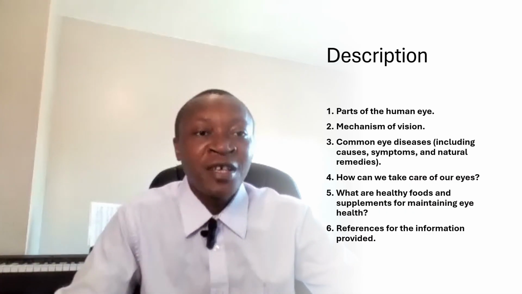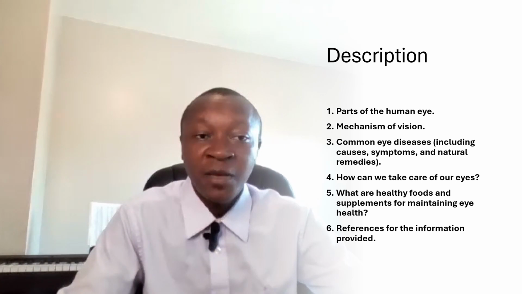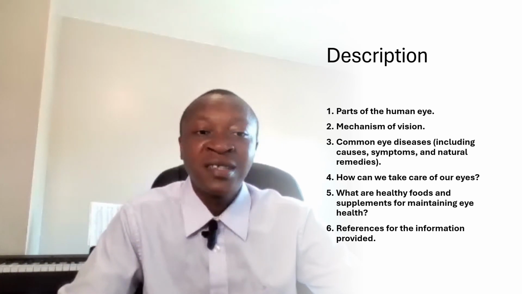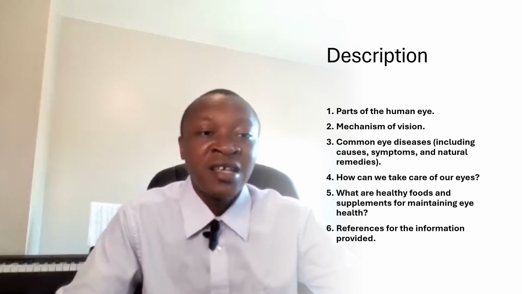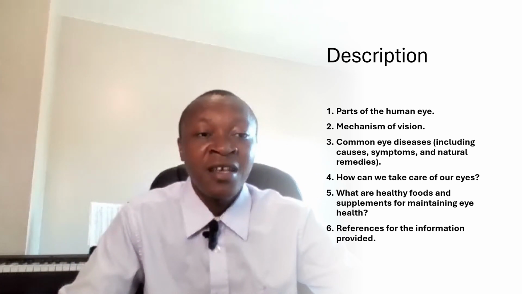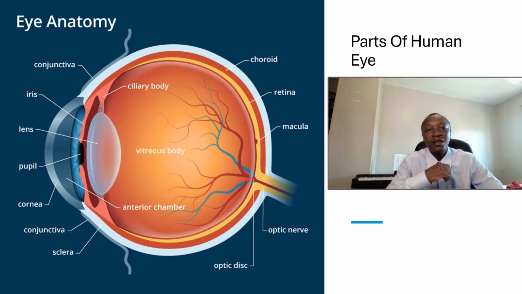So before we go any further, this is what we are going to talk about today. We are going to talk about different parts of the human eye, the mechanism of vision, common eye diseases, how we can take care of our eyes, and what are health foods and supplements for maintaining eye health. And also I will give you references for more research about the human eye.